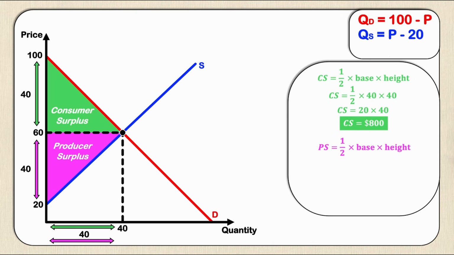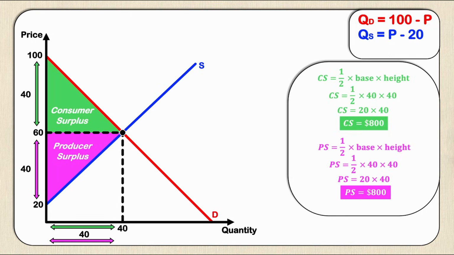So I'll take these values and substitute them in. That's going to give me producer surplus is half times 40 times 40. And again, half times 40 is 20, so the next line is producer surplus is 20 times 40, and finally the producer surplus is also 800.